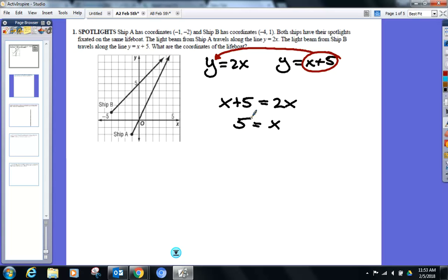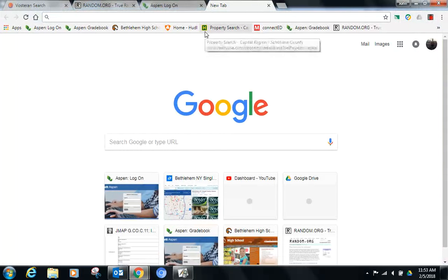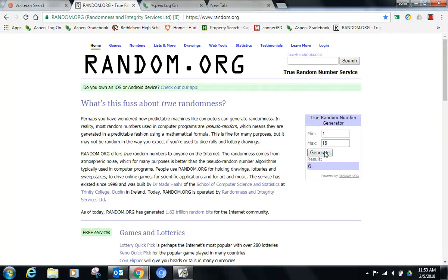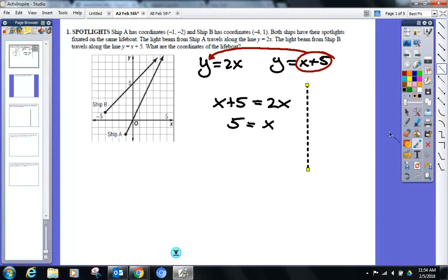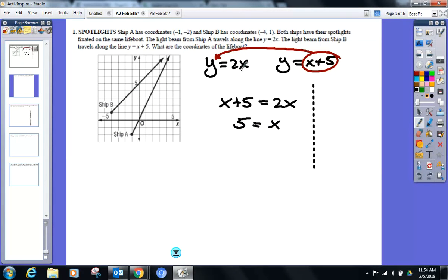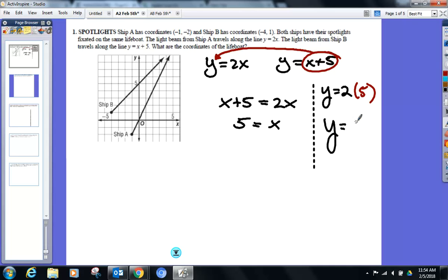Why? What else do we still need here? I got x equals 5, still need the y value, yep. So I can take x, go back to either equation and plug it back in. All right, so y equals 2 times 5. Y equals 10, and since it is a point, I am going to ask you to write it as a point, please. So (5, 10).